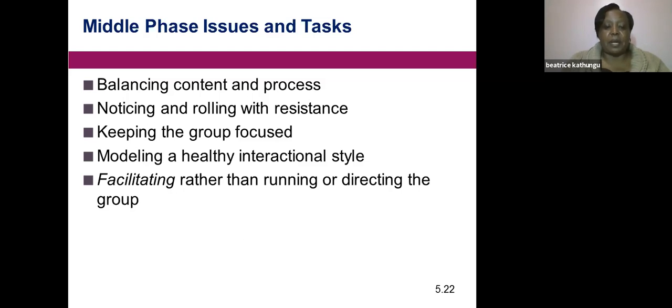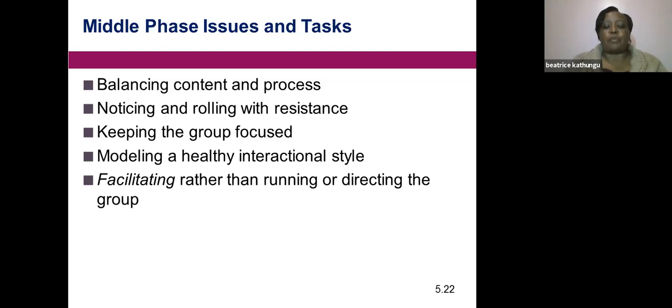So let's remember that as you facilitate a group, you're a model. People are learning from you. If they see that you can contain challenge and not react with anger, you're teaching them that you don't have to react with anger when you're challenged. So these are all important things. And finally, remind yourself that you're a facilitator rather than a director of the group. So you aren't running the group, you're not directing the group, you're actually facilitating. To facilitate means you want to enable everybody to make a contribution.